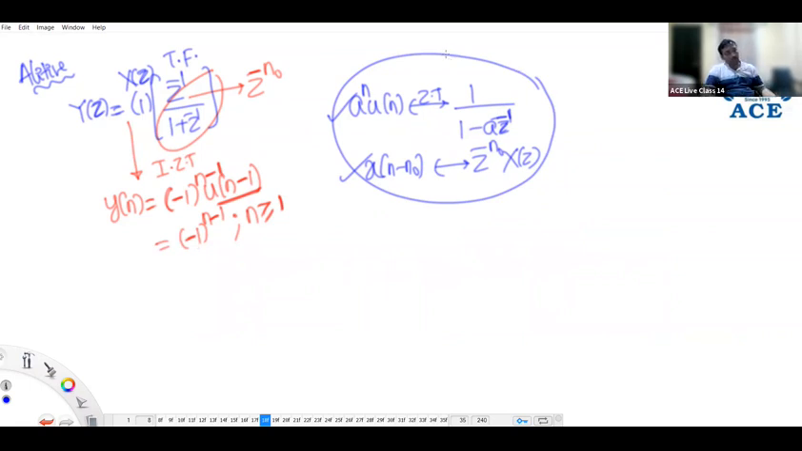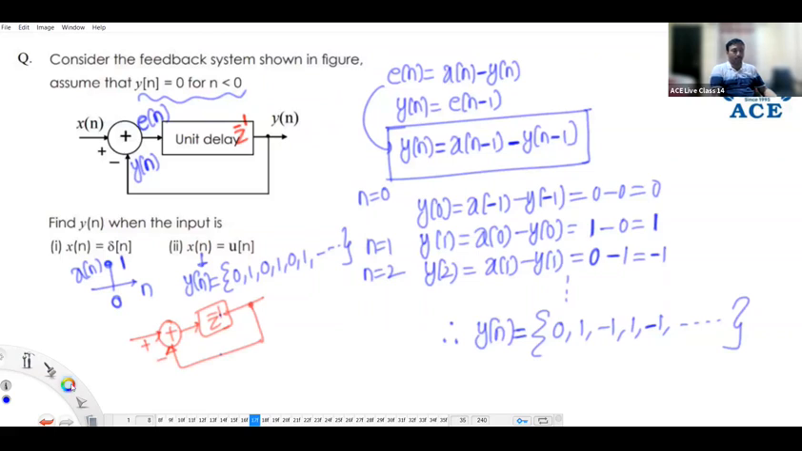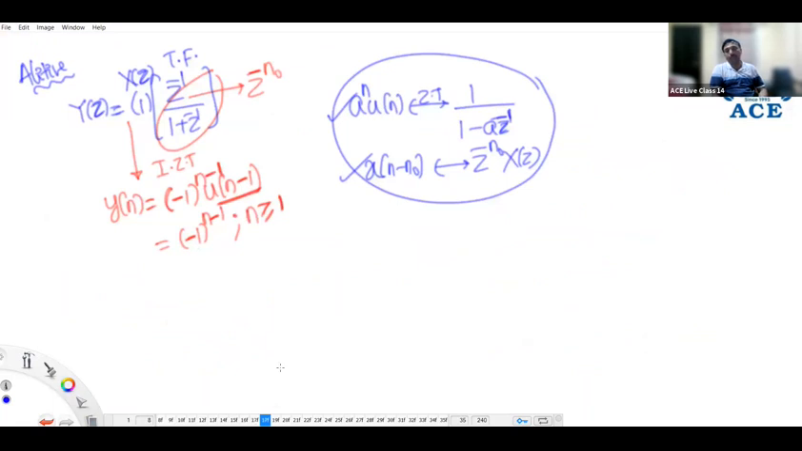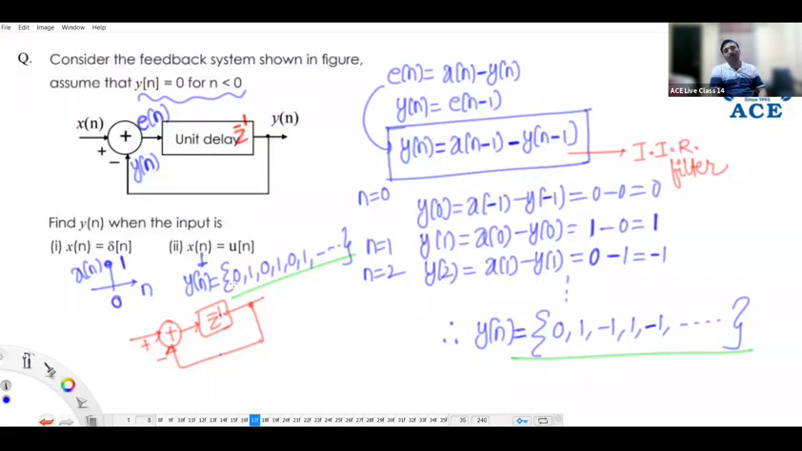One more point to be observed in our discussion is, whether you apply del n or u n, how many samples does the output have? Infinite number of samples. So this expression is called an IIR filter, infinite impulse response filter, because the output length is an infinite number of samples.